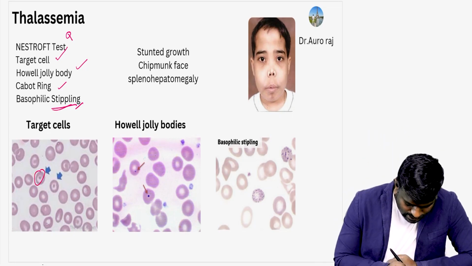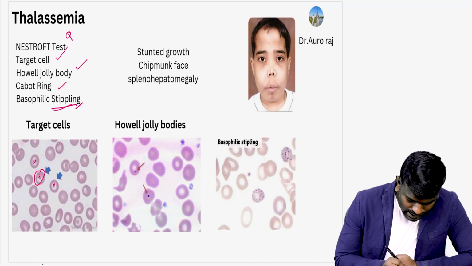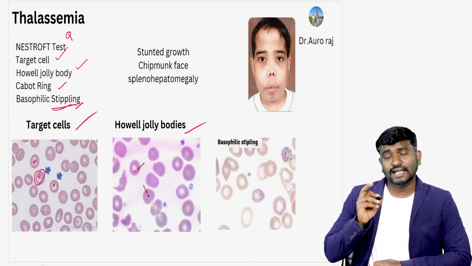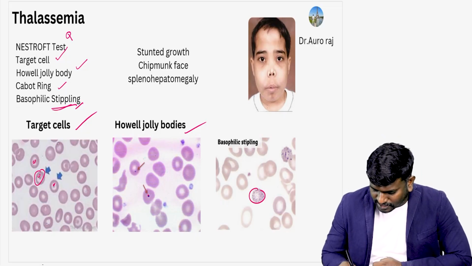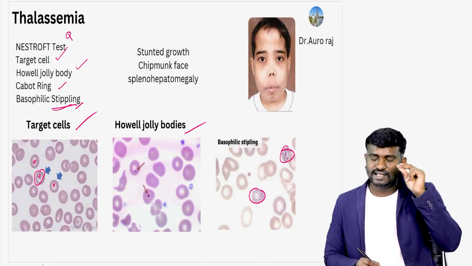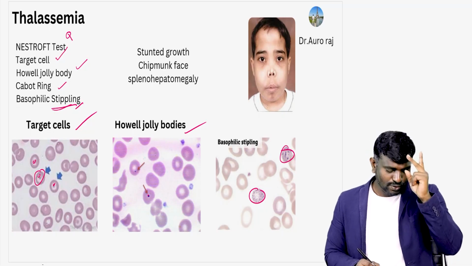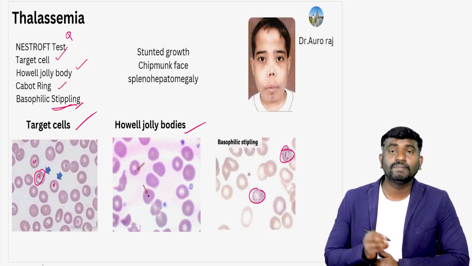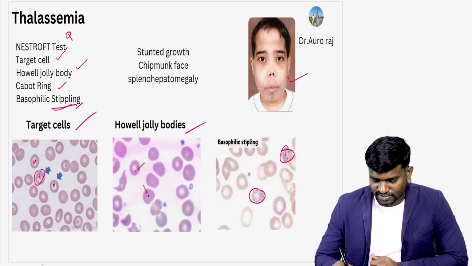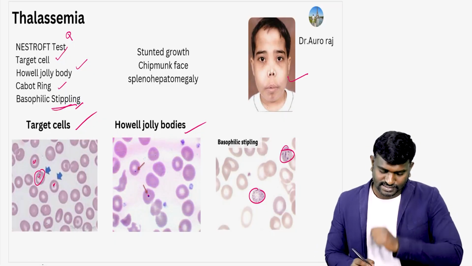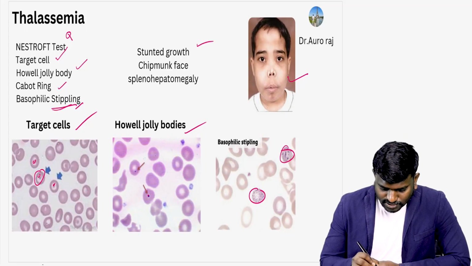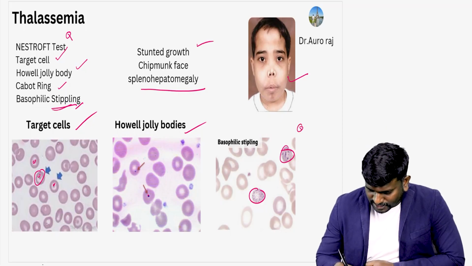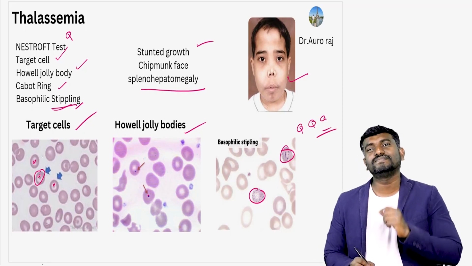This is the image of what? Target cells. Good. Next, oval jelly bodies are also seen where? In thalassemia, and also basophilic stippling is seen in thalassemia. Very important. Let's revise. NESTROFT test, you're going to remember the target cells, oval jelly bodies, and basophilic stippling. Please remember, the patient may also look like this, having a face called what? Chipmunk face. Good. He or she may have stunted growth and also splenohepatomegaly. Good. Please revise thalassemia.